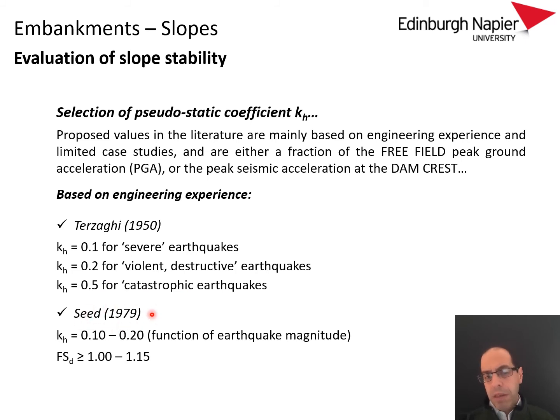And that is essentially what SID did in the 1980s, that KH might be in the range of 0.1 to 0.2, but simply as a function of earthquake magnitude. So you don't have to divide like that. And of course, based on that, you always want to guarantee that the factor of safety against dynamic motions is bigger than 1 and hopefully close to 1.15, quite similar to what we expect in static conditions, and that's part of the rationale of his proposal.